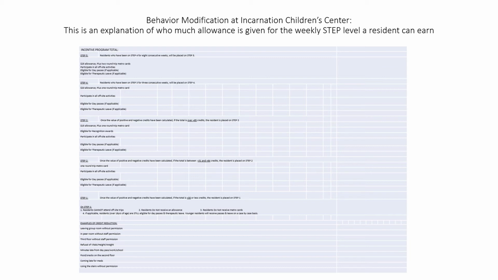And then the stairs, just using them without permission. Again, stairs are a danger. It's a safety issue, and if they slip and fall and no one knows about it, it's a big problem. So those are just some of the examples that they could lose some points or credits.